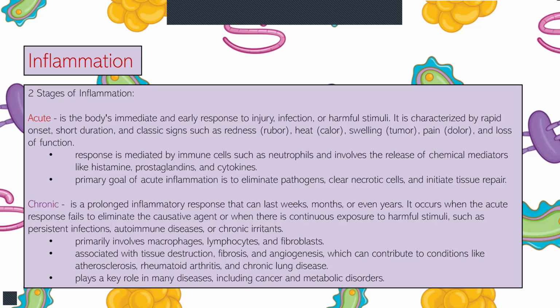Chronic inflammation is characterized by a prolonged inflammatory response that can last weeks, months, or even years. It occurs when the acute response fails to eliminate the causative agent or when there is continuous exposure to harmful stimuli, such as persistent infections, autoimmune diseases, and chronic irritants. This primarily involves macrophages, lymphocytes, and fibroblasts. It is associated with tissue destruction, fibrosis, and angiogenesis, which can contribute to conditions like atherosclerosis, rheumatoid arthritis, and chronic lung disease. It also plays a role in many diseases, including cancer and metabolic disorders.